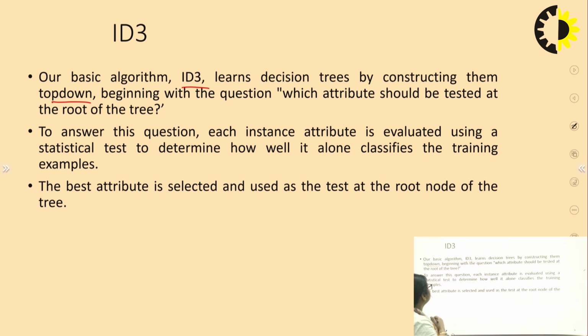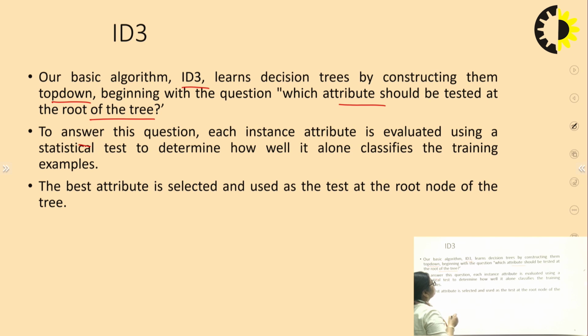Now what is the question? The question is, when we start from the top and test the attributes one by one towards the leaf node until we get the final decision, which attribute should be tested at the root of the tree? That is decided by ID3.